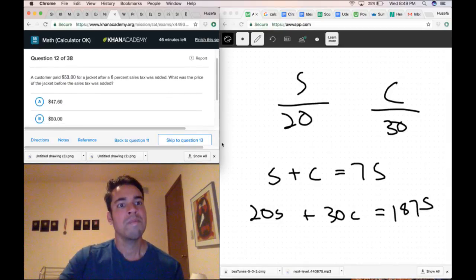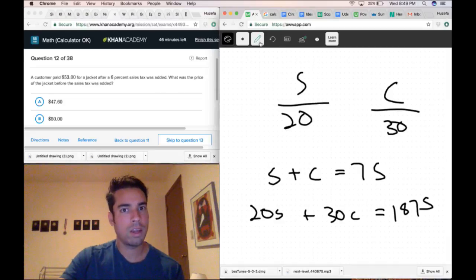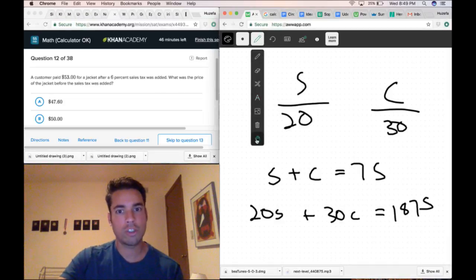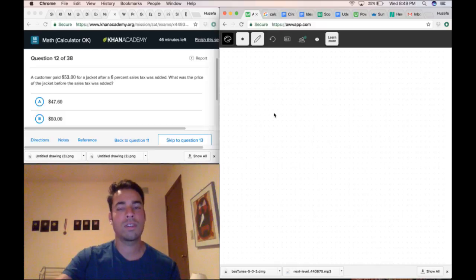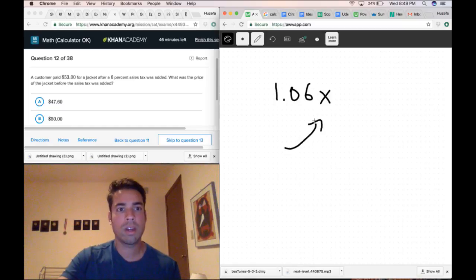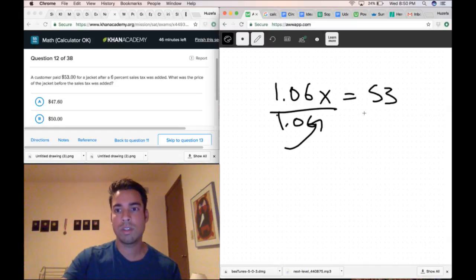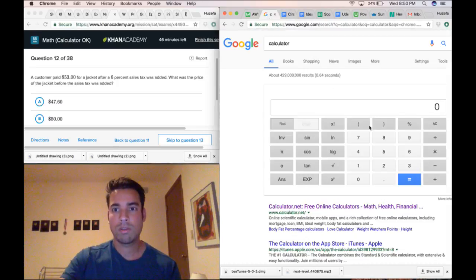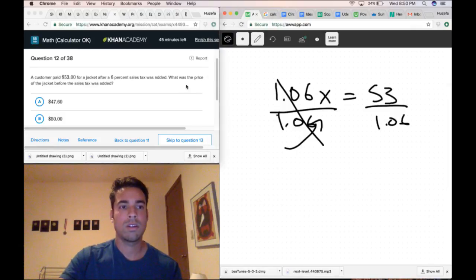A customer paid $53 for a jacket after 6% sales tax was added. So after the tax, it's 1.06 times some value. We want the price. This is the original price, right? And after the 6% sales tax, it becomes 53. This is a great place to use a calculator. We're just dividing both sides by 1.06. Even I'm not going to try and do this mentally because it's just too much. 53 divided by 1.06 equals 50. And that's it.